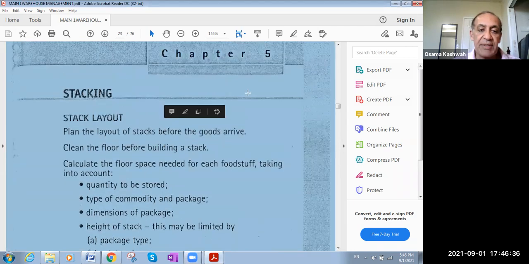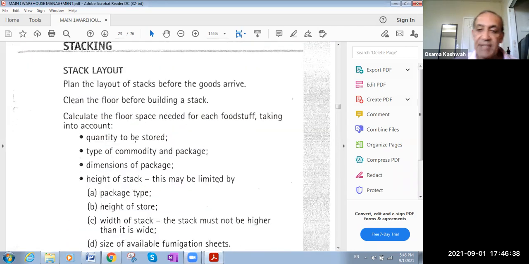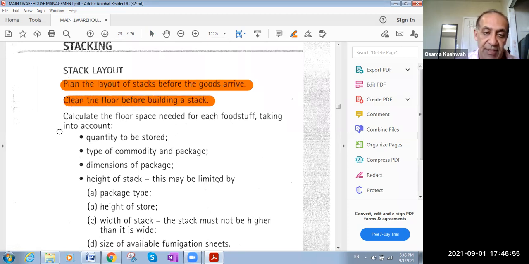In this chapter, on stacking and the stacking layout, we will learn what stacking and the stacking layout mean. Plan the layout of the stack before the goods arrive. You have to plan before your goods arrive. Clean the floor before building a stack. Calculate the floor space needed for each foodstuff.